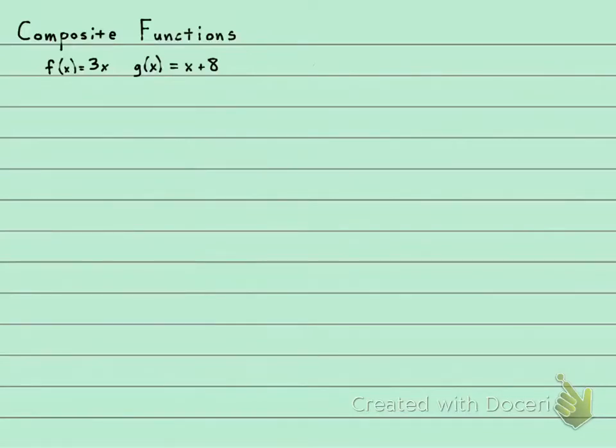This question is going to ask us to find composite functions, and we see that we have two functions. Here's my f of x, and here is my g of x. So a composite function is where you plug one into the other. So the first question is going to ask us to find the f of g of x.